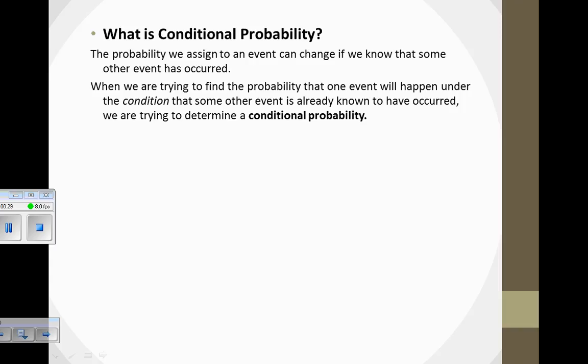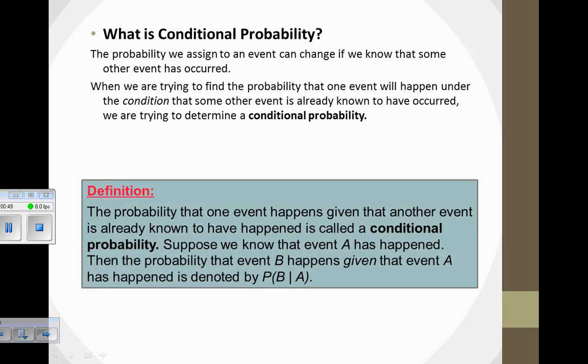All right, so what is conditional probability? The probability we assign to an event can change if we know that some other event has occurred. When we are trying to find the probability that one event will happen under the condition that some other event is already known to have occurred, we are trying to determine conditional probability. It is called conditional probability, and this is how we notate it: the probability that B happens given, that line right there means given, that A has already occurred.